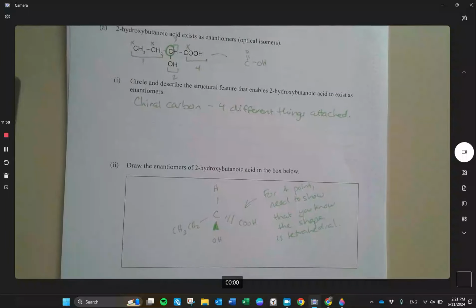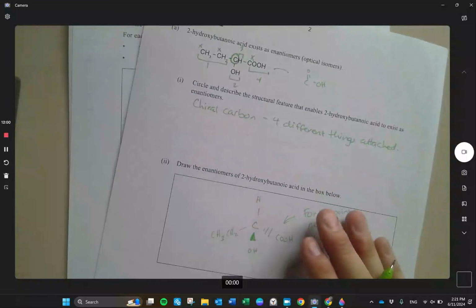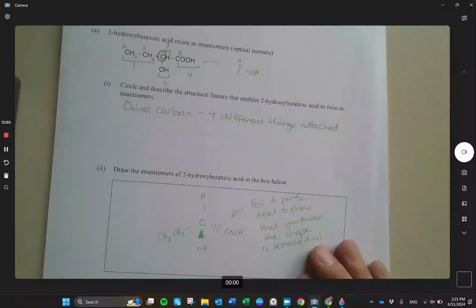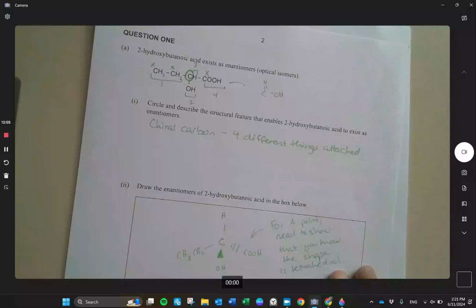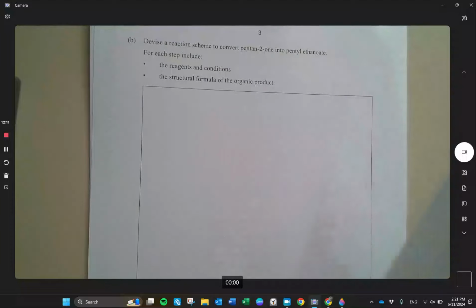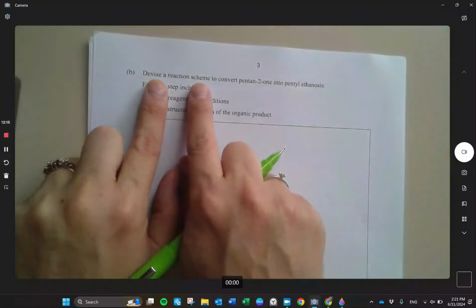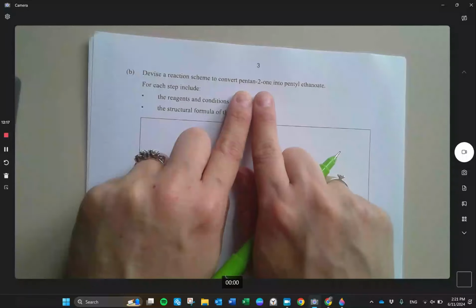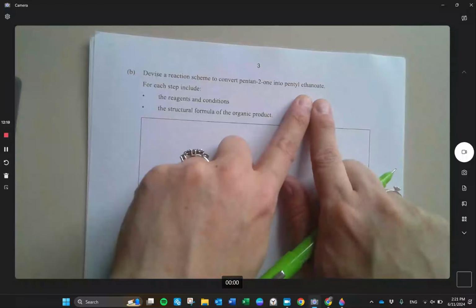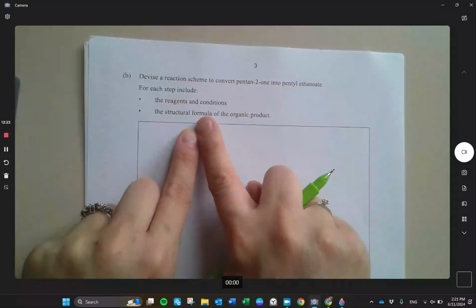This is an example of some of the stuff that you have to memorize, and then you can apply the other stuff we're talking about from the flashcards. Next one here: devise a reaction scheme to convert pentan-2-one to pentyl ethanoate. And they ask you for the reagents and conditions and the structural formulas. That can be really scary and overwhelming.